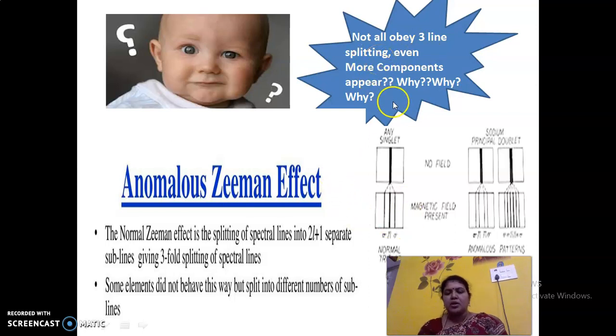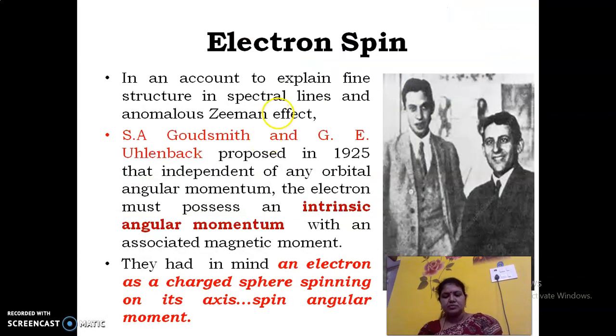No. Even more components appear, and why is it so? For a sodium principal doublet transition, we see that the transitions do not obey the 3-line splitting. Instead, you get more components here. Like this, many elements deviate from the normal Zeeman effect, and therefore that is called the anomalous Zeeman effect. How do you account for this fine structure in spectral lines and the anomalous Zeeman effect?